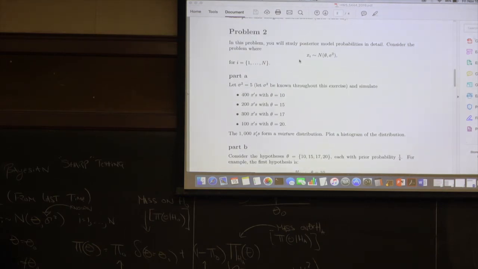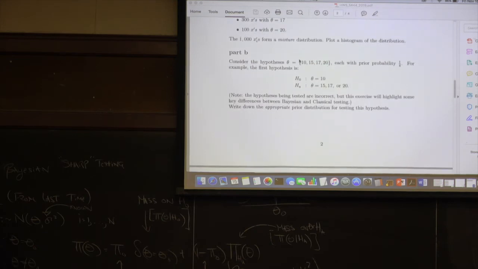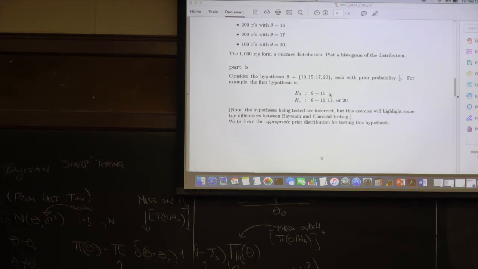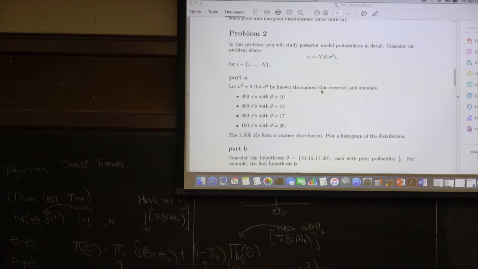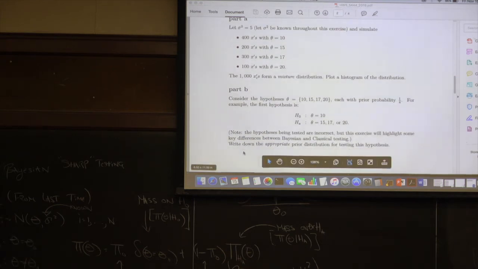So what I want you to do is play around with a couple different hypothesis testing techniques, this one and the typical p-value thing. And I want you to test sequentially these hypotheses. Theta is equal to 10. This is not true. So the model that generated the data is a mixture. And so I want you to do some testing under incorrect models and see what these things do.